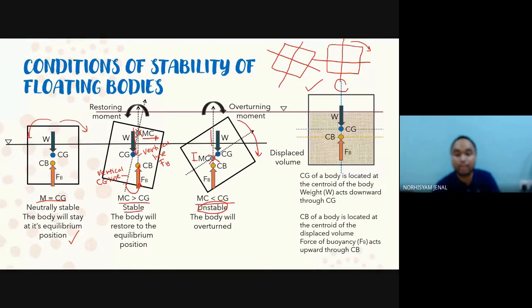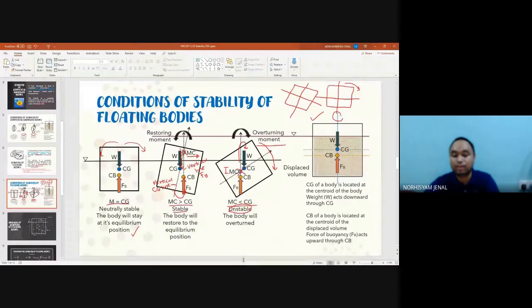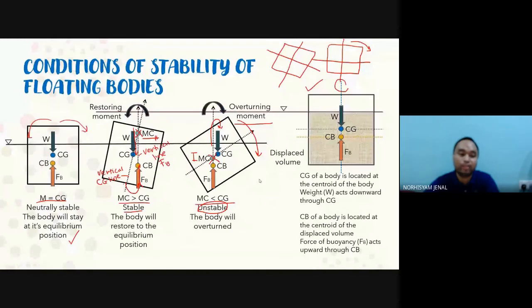What happens here? It will cause the body to turn to the right side, and then the whole body will capsize and be upside down, or it can actually sink also. This is called an overturning moment. Right now, I will show you. This is through visualization: we know whether the body is stable, neutrally stable, or unstable.